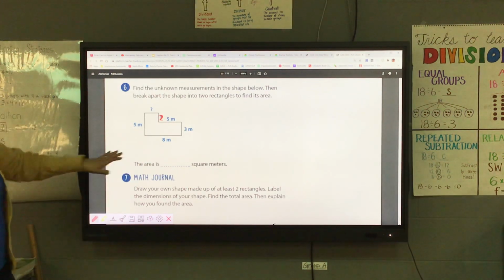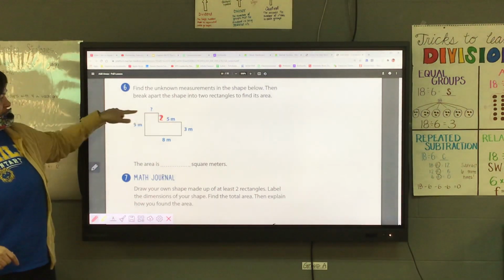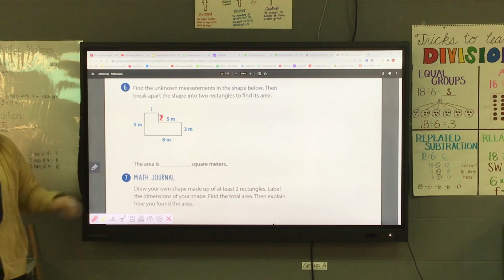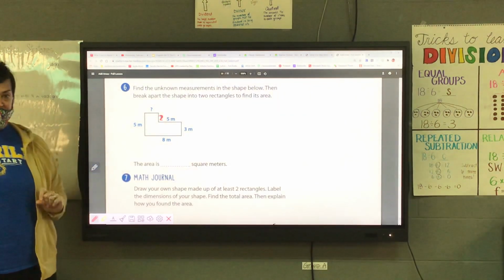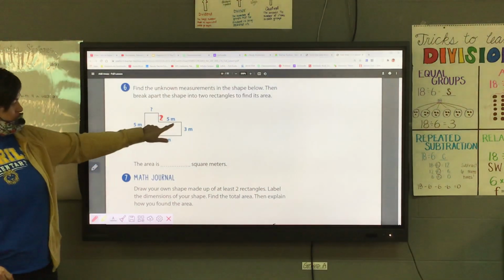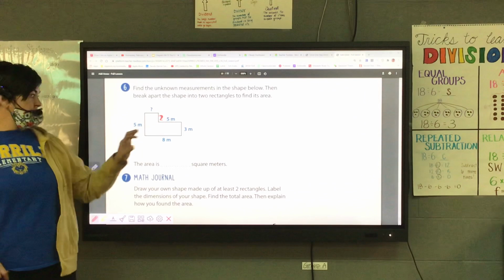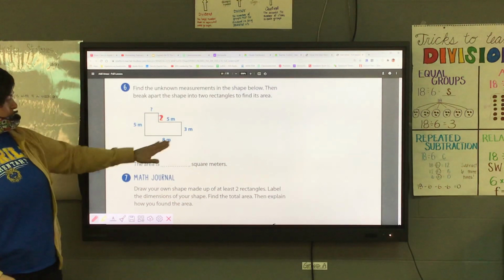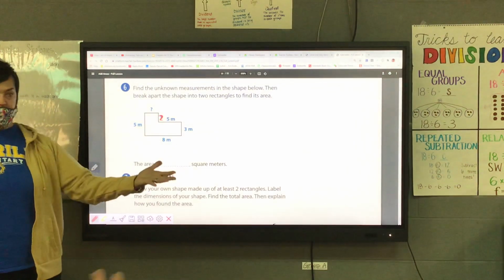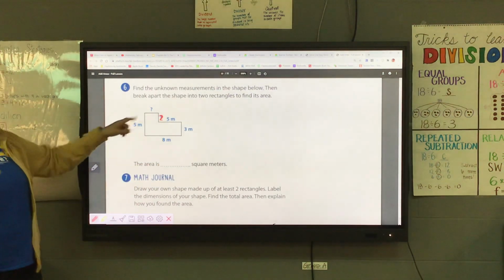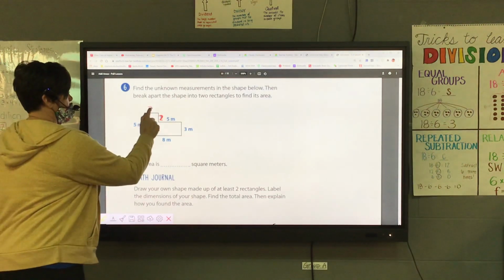All right, now we're going to do the same sort of thing to find this measurement there. The whole length of it is 8. Okay, this part is 5. So 5 plus what would give us that whole 8 length? Everybody? 5 plus what equals 8? 3.